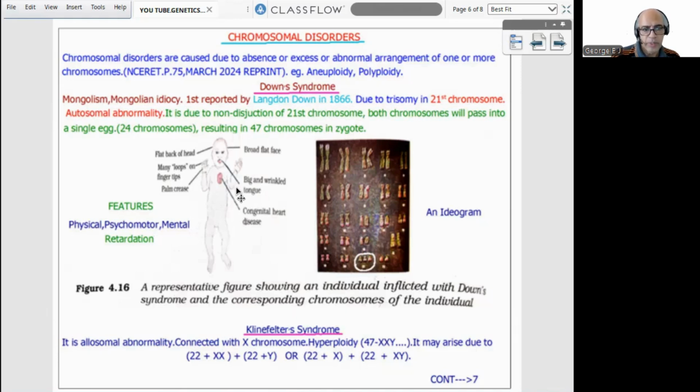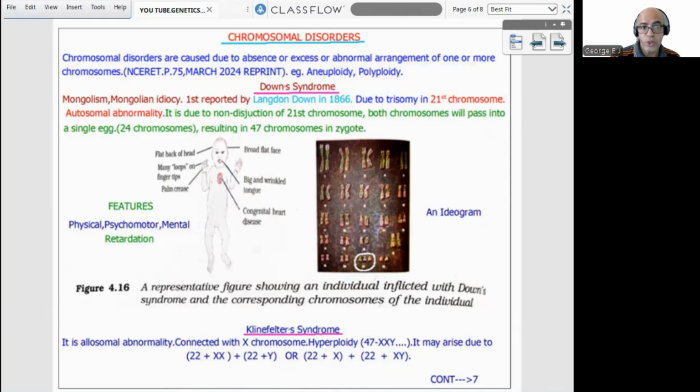Commonly, patients will have physical, psychomotor, and mental retardation. And this is the famous ideogram or karyotype for Down syndrome, where we can observe trisomy of the 21st chromosome. I think the idea is clear. Now we will proceed to the next syndrome concerned with chromosomal disorders, Klinefelter syndrome.